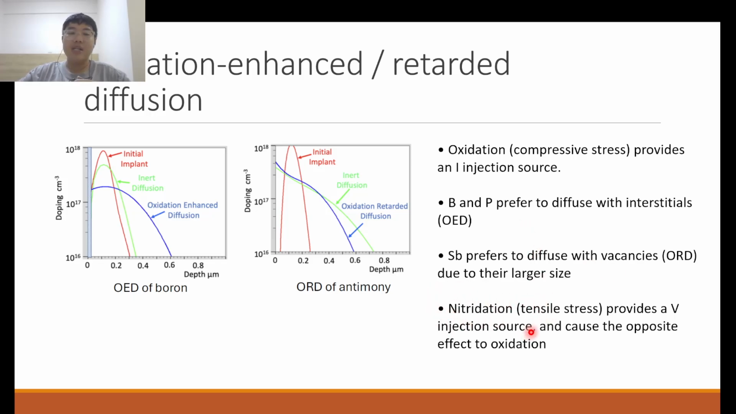However, when we actually grow a nitride layer instead of an oxide layer, right, the nitride layer introduces tensile stress onto the silicon. So when you are subjecting the silicon layer to tensile stress, that means you are pulling the silicon layer, right, and certain vacancies appear. And so we call this vacancy injection. And so this causes the opposite effect. So now instead antimony is enhanced and boron and phosphorus are retarded, right? So we have the opposite effect when it comes to nitridation.